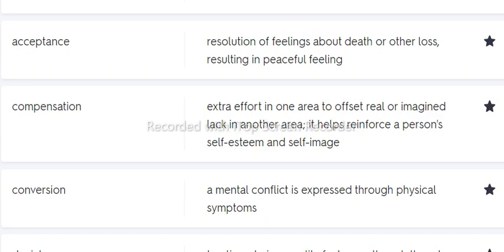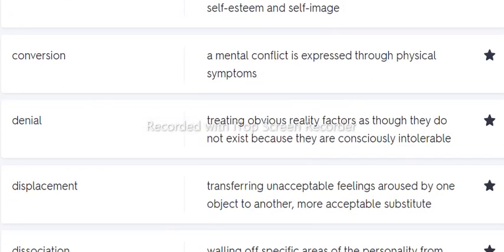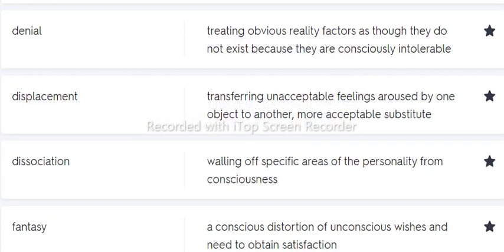Compensation: extra effort in one area to offset real or imagined lack in another area. It helps reinforce a person's self-esteem and self-image. Conversion: a mental conflict is expressed through physical symptoms. Denial: treating obvious reality factors as though they do not exist because they are consciously intolerable. Displacement: transferring unacceptable feelings aroused by one object to another, more acceptable substitute.